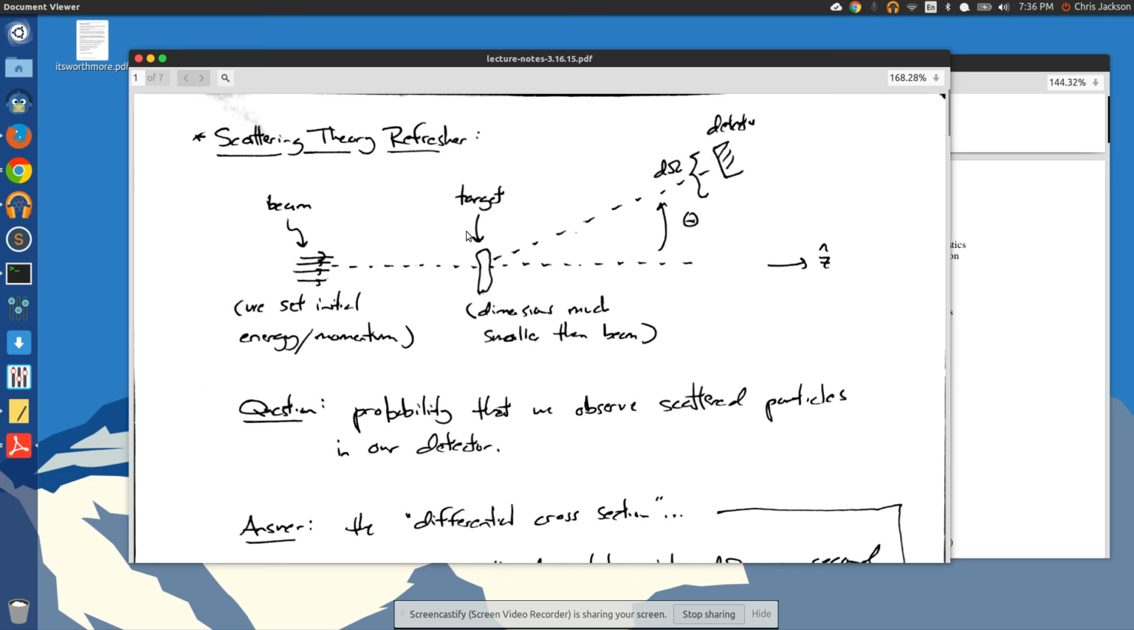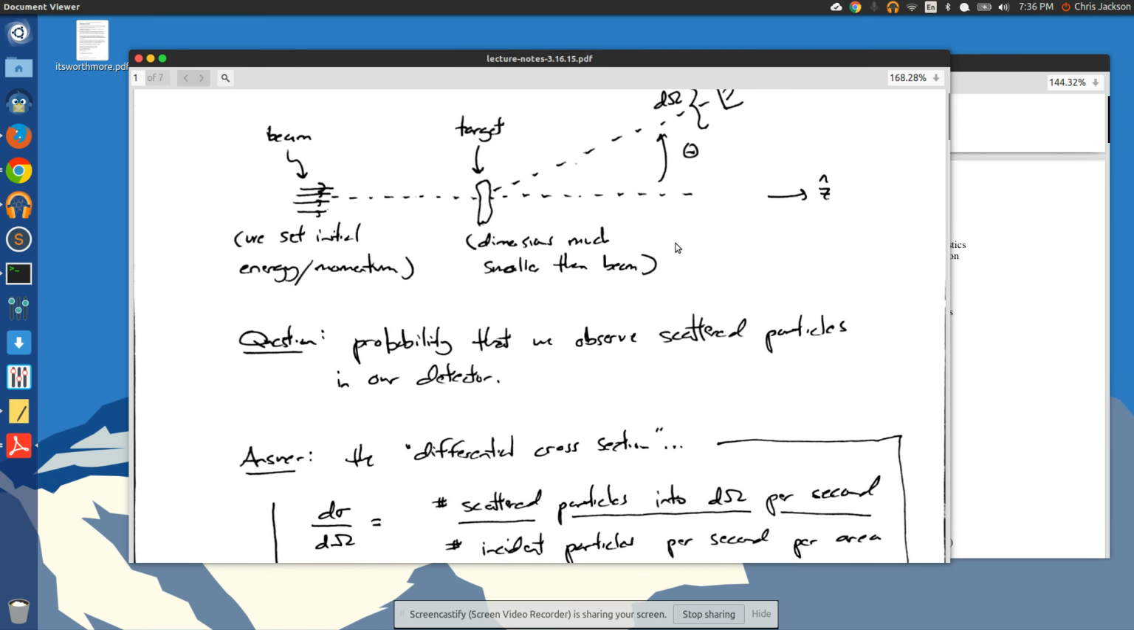But the main question we're trying to answer in scattering theory is, given this setup, if we put a detector at some angle, call it theta, off of the beam axis, what's the probability that we're going to get particles scattered into this detector? Because if the target wasn't there, the probability would be zero. But because of the target, there's going to be some deflections depending on the potential, and we should see particles showing up in our detector, and that's what we're after: to compute the cross section, or the probability.